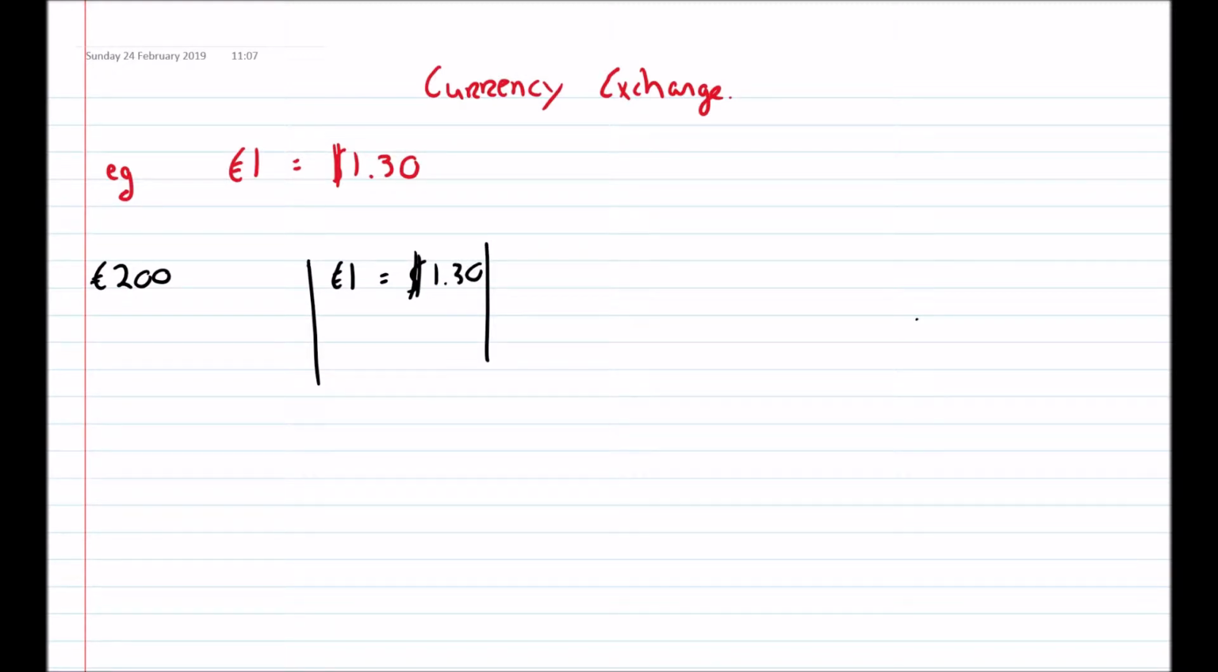Now, I have 1 euro here, but I want 200 of them. So to get 200 of them, I will multiply this side by 200, and I'll get 200 euros. And I have to multiply this side by 200 then as well. And if I multiply that by 200, I will get 260. So for my 200 euros, I get $260 back. Okay, easy enough.